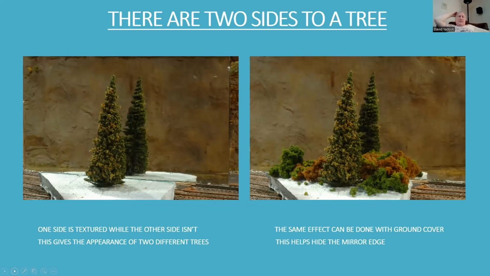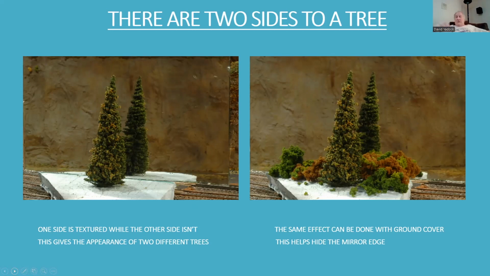On the left-hand picture, I took a simple tree. I painted one half of the actual tree a different color. Then on the other half, I also added some ground foam. It does have the appearance of two trees. On the right-hand side, the same thing can be done with ground cover.